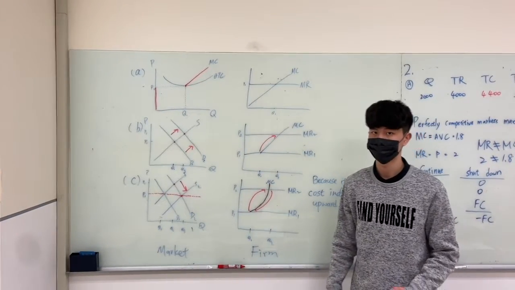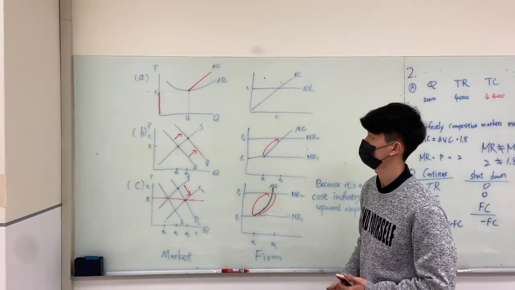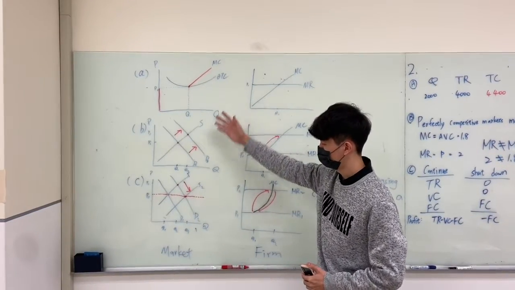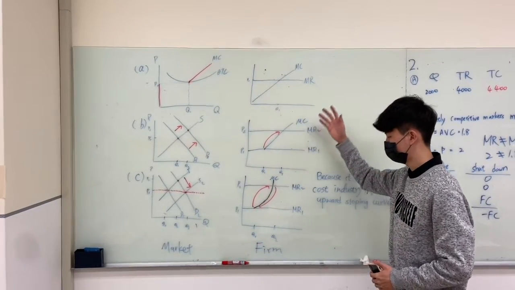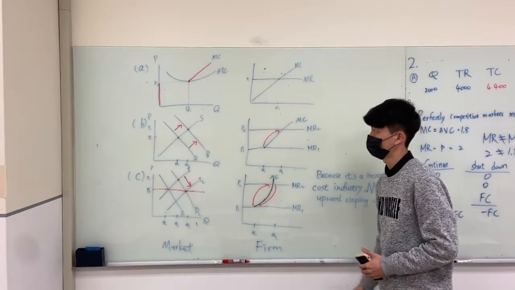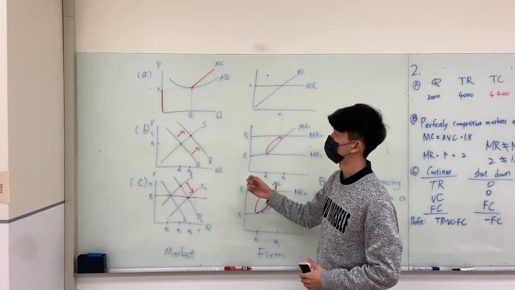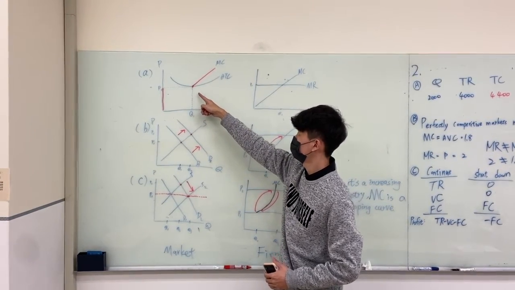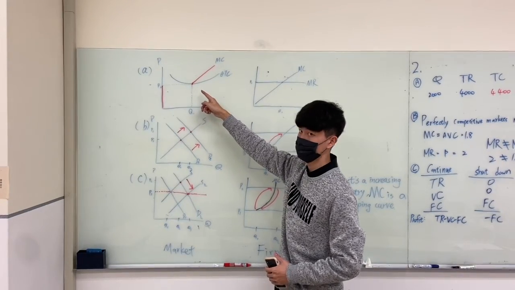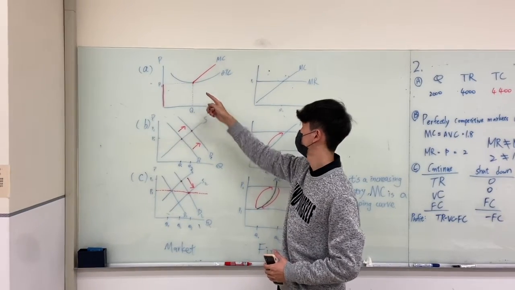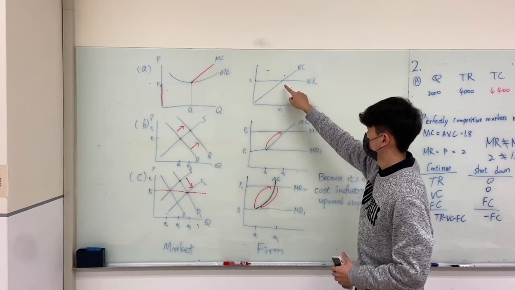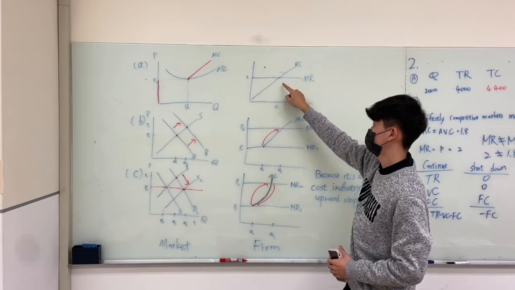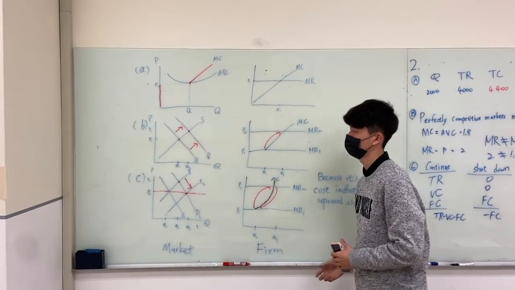I majored in business administration, and today I'm going to talk about question 4. Here is the diagram for the market, and here is the diagram for the firm. According to the question, when the economic profit equals 0, at this point P equals ATC. In the long run, it is the equilibrium price. And at this point, when MC equals MR, it is the profit maximizing point.